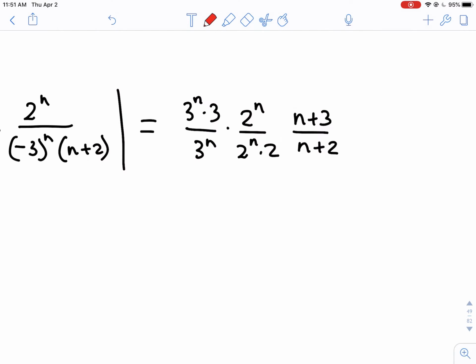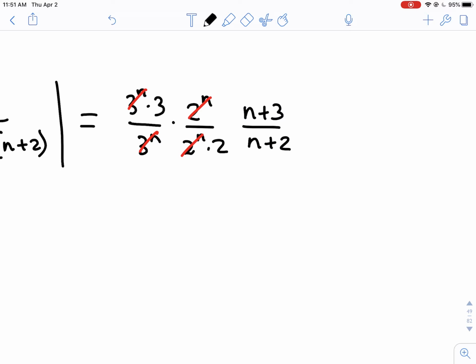Let's do some simplifying next. 3 to the n, 3 to the n, 2 to the n, 2 to the n. Careful here you don't do like this, or those n's do not cancel. The addition prevents that cancellation. It still simplifies to a 3 halves times an n plus 3 over n plus 2.